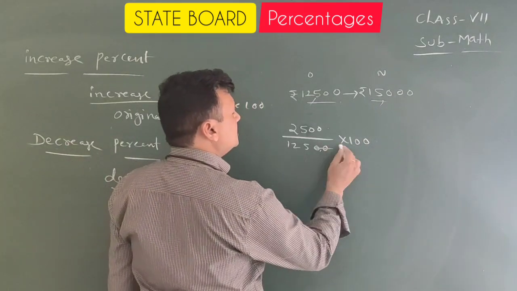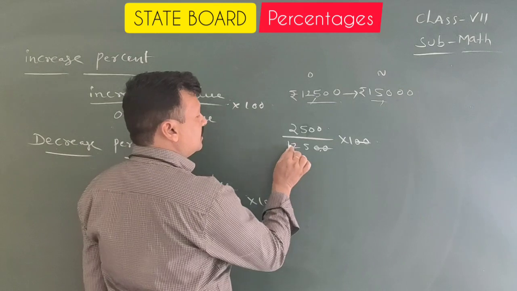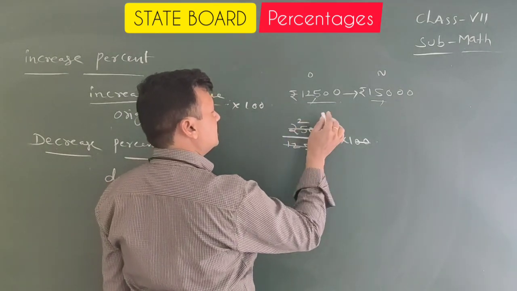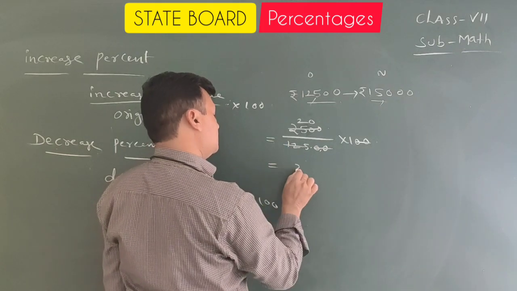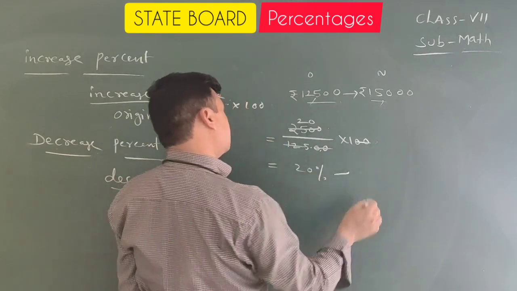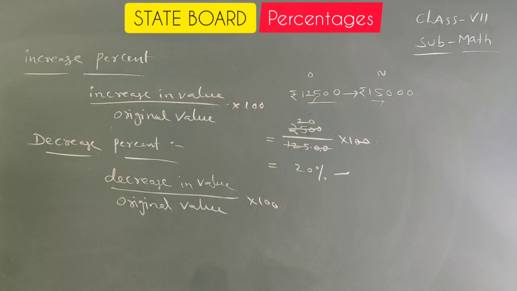Here 2 zeros cancel. Here 125, 2 times means 250. Meaning 20% of the salary was increased. 20% of the salary was increased.